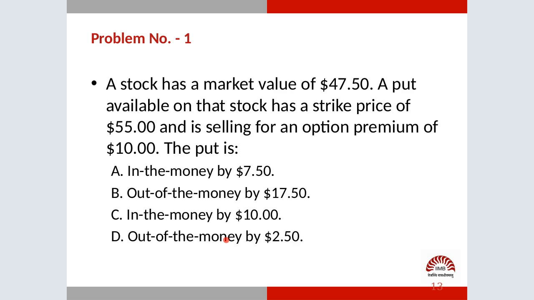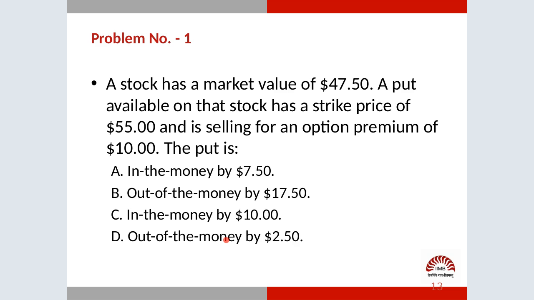Well, it's straightforward. It's A, right? Absolutely. You're correct, Hugh. It's A. Because what is it? The current price is 47.5. The strike price is 55. It's a put option. So if you exercise it today, how much will you get? You will be able to sell it at 55 when the market price is 47.5, which means you'll make a profit of 7.5. So it's in the money by 7.5.